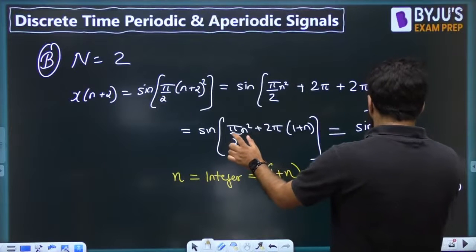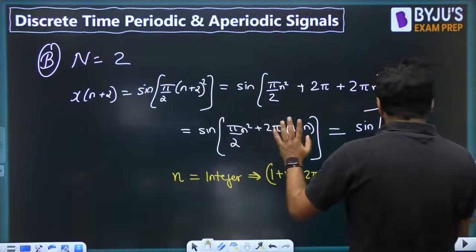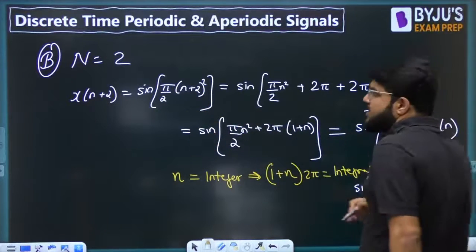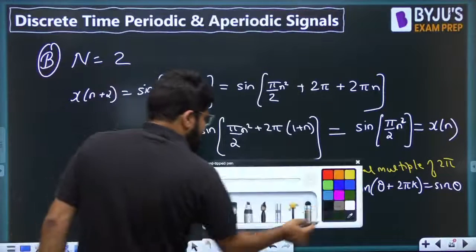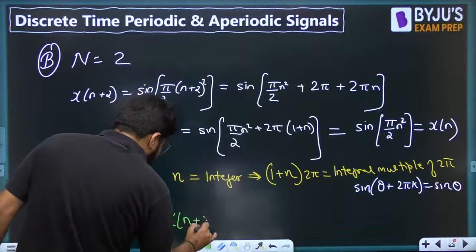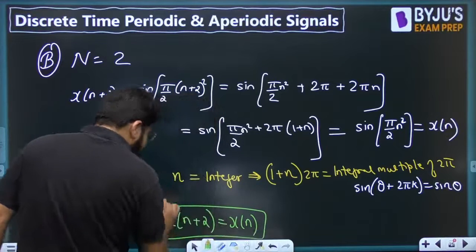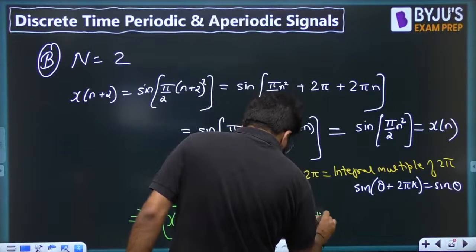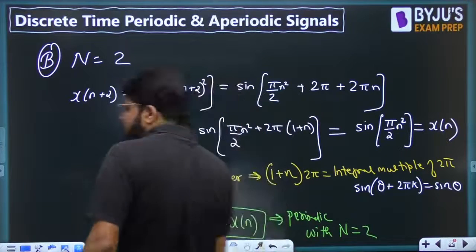What is the theta? Pi by 2 n square. It is equal to sin of pi by 2 n square, which is equal to xn. Very clearly, yes, Fahad, the answer is yes. Very clearly, I have proved that x of n plus 2 is equal to xn, right? So the given signal is periodic, having the time period equal to 2.